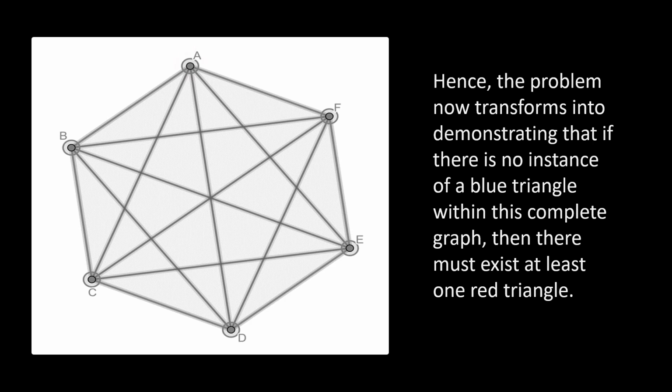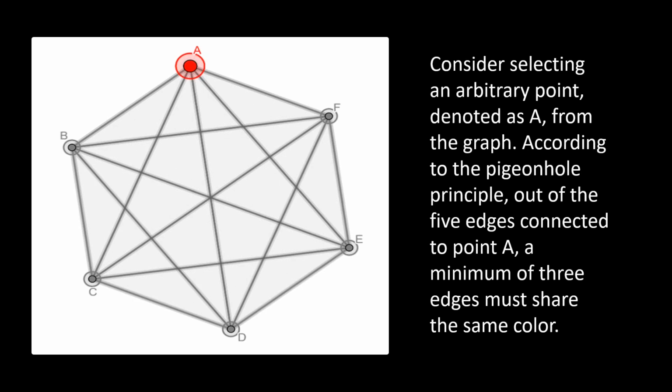Consider selecting an arbitrary point, denoted as A, from the graph. According to the pigeonhole principle, out of the 5 edges connected to point A, a minimum of 3 edges must share the same color. I encourage you to visualize and verify this assertion.